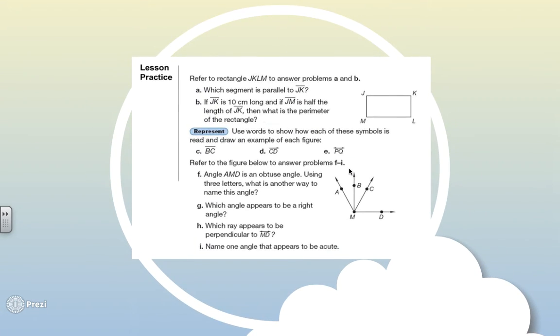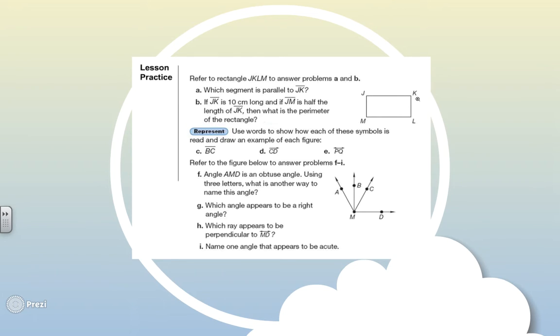All right. So we're going to look at rectangle JKLM to figure these problems out. The first one is which segment is parallel to JK? Remember, parallel lines are like train tracks, okay? And look at the two L's, like train tracks. So look for JK. We're looking at line JK.